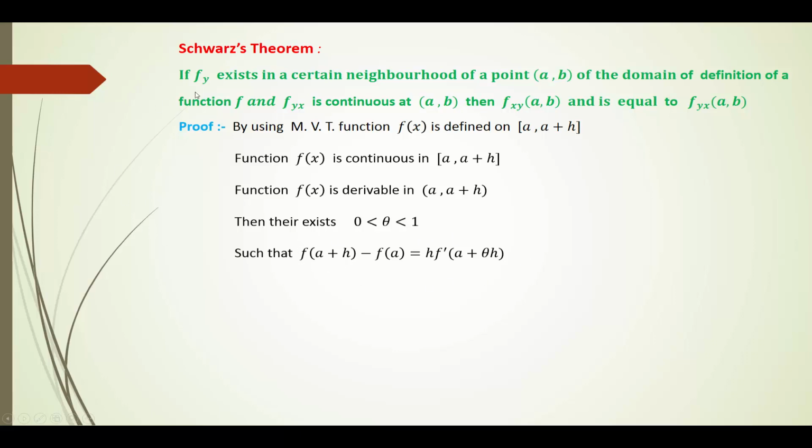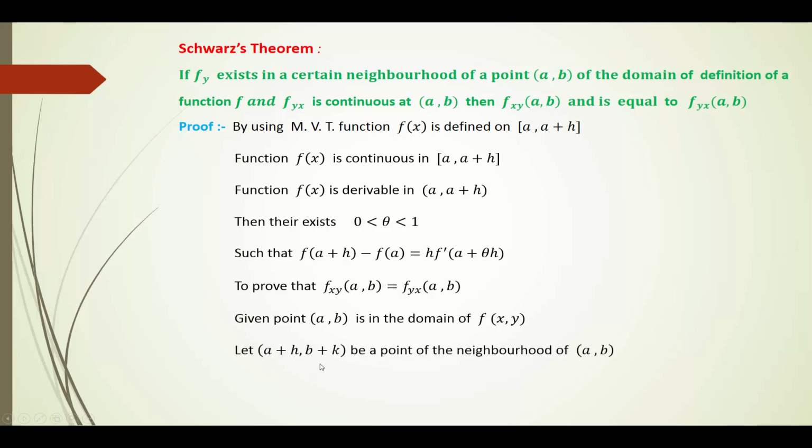Use this theorem for the proof of Cauchy's theorem. To prove that f_xy(a, b) equals f_yx(a, b), given the point (a, b) is in the domain of f(x, y). Let (a+h, b+k) be a point of the neighborhood of (a, b), means the nearest point of (a, b) is (a+h, b+k).